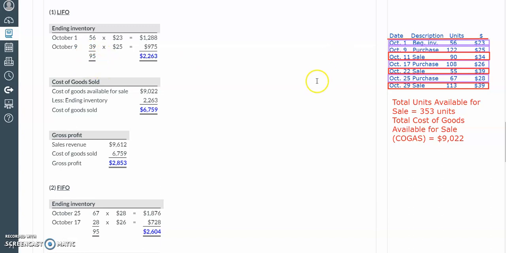And the way I'm going to get this 39 units sitting in my ending inventory is I'm just going to calculate the difference. I'm going to take 95 minus 56. That gives me 39 units. And once you know the number of units, you multiply it out, and then you get your dollar amount. And then your cost of goods sold will be the difference between the cost of goods available for sale minus this ending inventory equals cost of goods sold. And then you take your sales revenue minus cost of goods sold equals your gross profit.